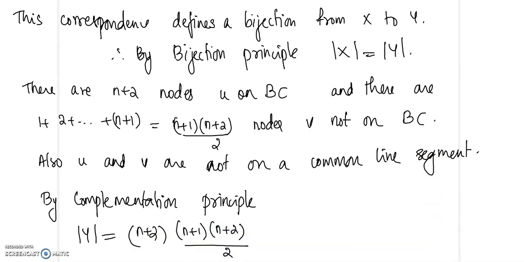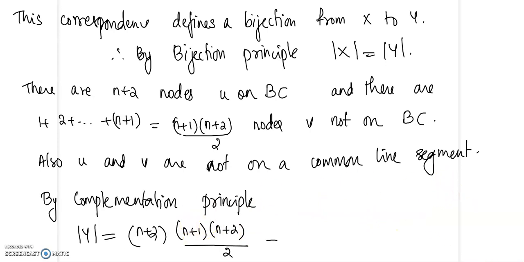Now, when we take this count, inside it there will be points which lie on the same line segment. So when we choose U and V, U being the n plus 2 nodes at the bottom and V being any node at the top, we have to choose U and V such that they are not on a common line segment, to remove all the points which are sharing a common line segment.